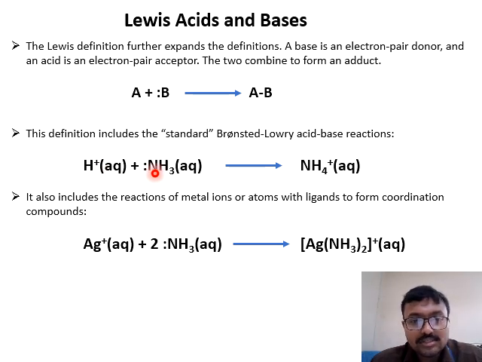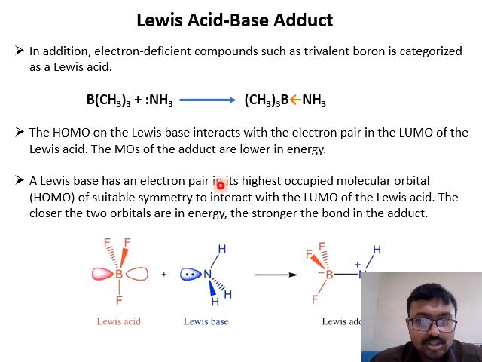H plus aqueous plus ammonia aqueous will give ammonium. Ag plus plus 2 ammonia will give Ag ammonia whole 2 aqueous. So this is an example of a Lewis acid-base reaction. When a Lewis acid-base reaction occurs, it forms a Lewis acid-base adduct. For example, B(CH3)3 plus ammonia.